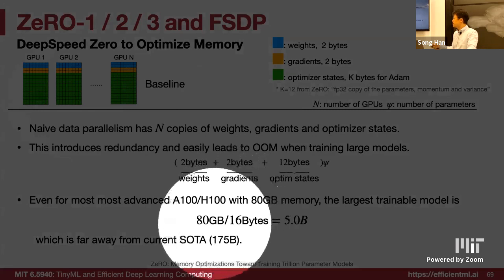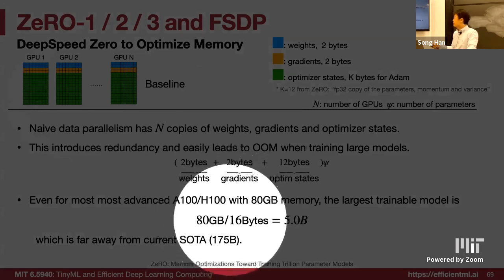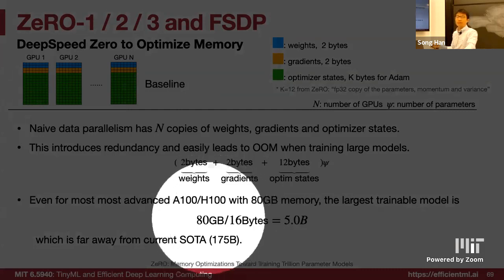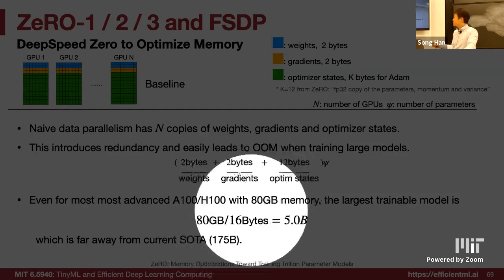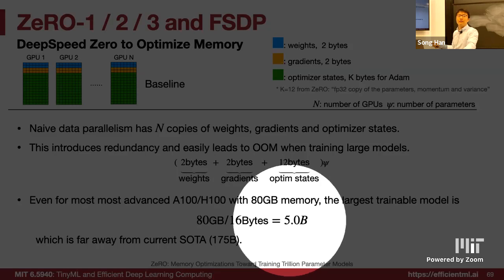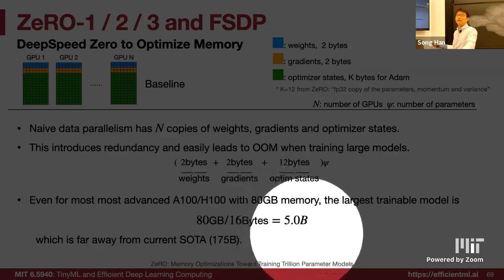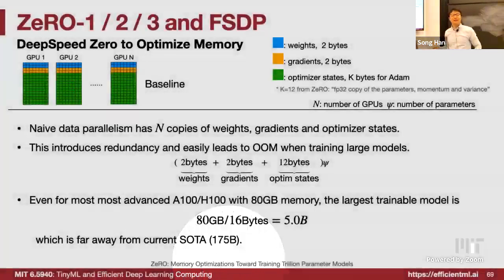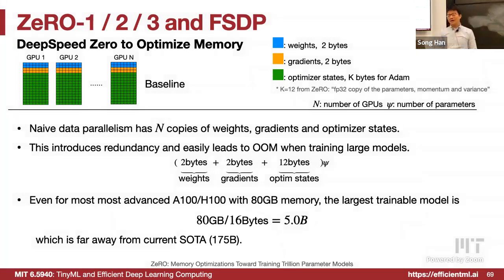So we can calculate, if we do the training naively, how many parameters can we train on 80 gigabytes of memory, not even mentioning the activations. With 16 bytes for each parameter, we can train only a 5 billion parameter model, not even Llama 2 7B. So only 5 billion parameters, which is far away from the current state of the art.